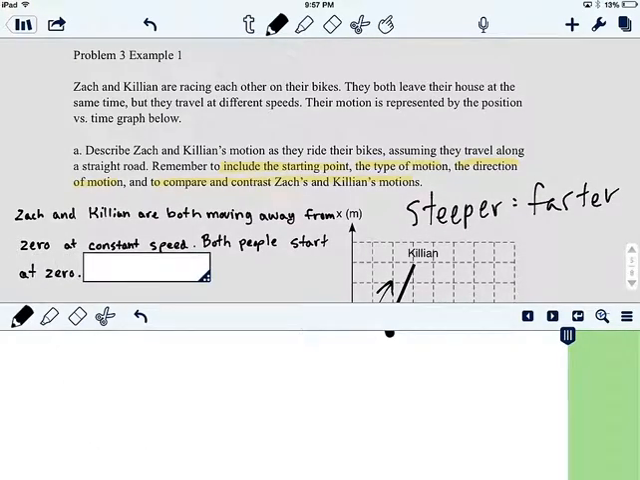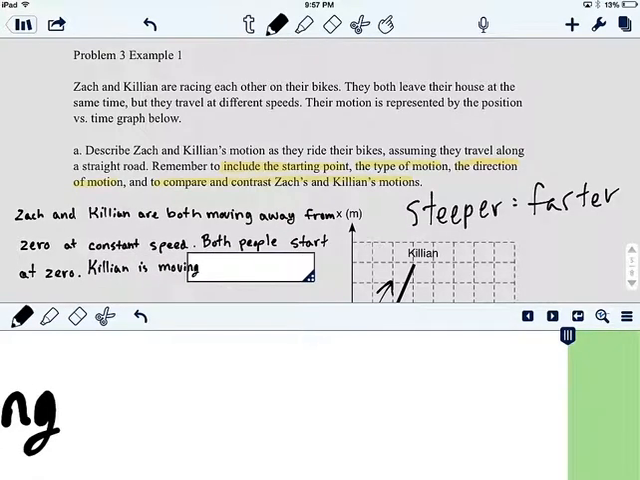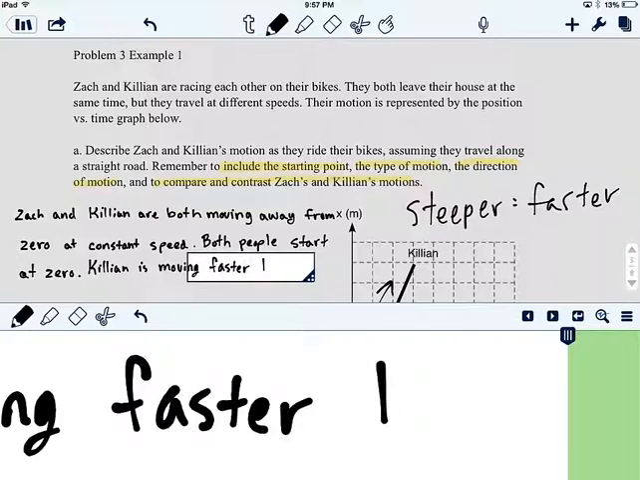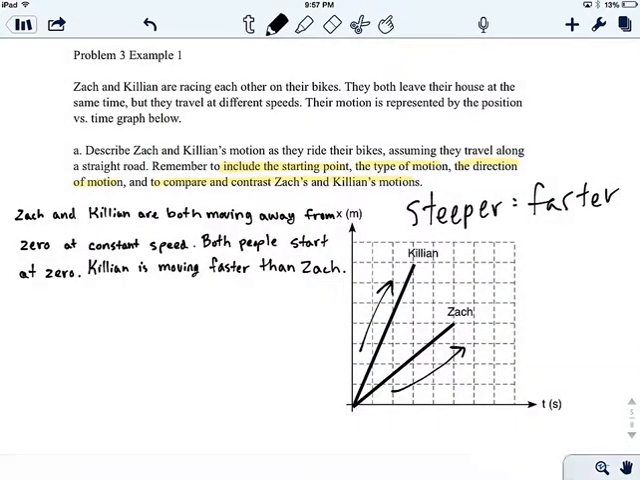So if I look at it, I know that Killian is moving, her line's steeper, so she's moving faster than Zach. Okay, so that's good. I think I've gotten everything. Zach and Killian, they're both moving away from zero at a constant speed. They both start at zero, and Killian's moving faster than Zach. I like that for a description. So that's all we need right there.